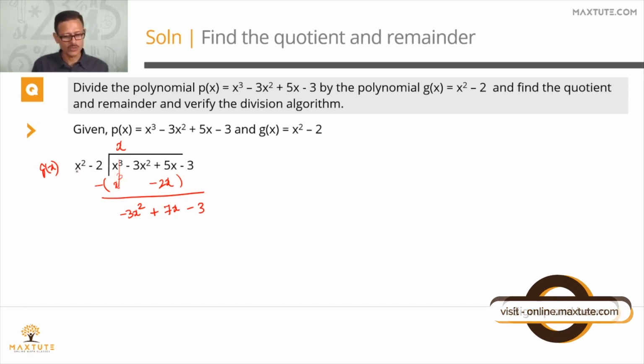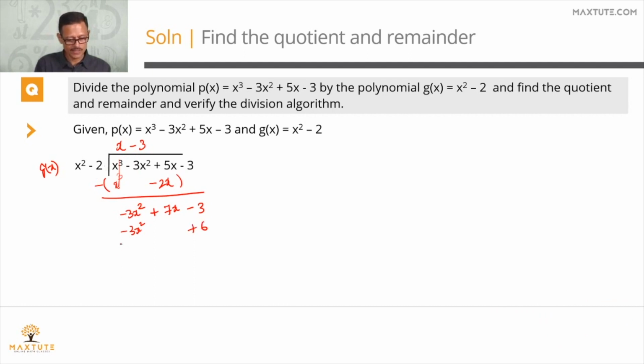Now, I have a minus 3x square here. The first term here is an x square. So I'm going to multiply it with a minus 3. Minus 3 times x square is minus 3x square. Minus of minus will make this a plus. So we get a plus 6. Let's subtract this term. So what we're going to get is these two get cancelled. 7x minus 3 minus 6 is equal to minus 9. This is not a 0. R of x we have, I'm calling this R of x and I know it's R of x basically because the degree of this expression is lesser than the degree of g of x.